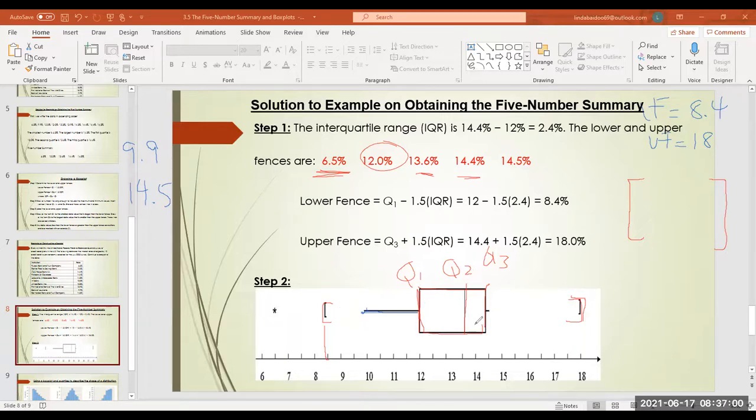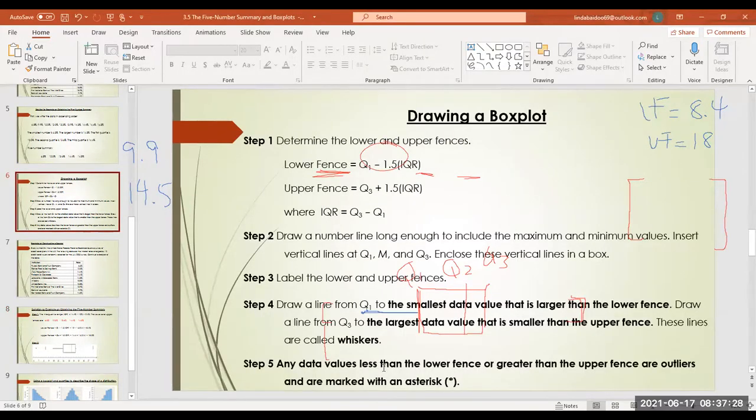So at this point, we've been able to draw our Q1, Q2, Q3, which is put in the form of a box. We've been able to label our lower fence, upper fence. We have been able to draw a line from Q1 to 9.9. We've also been able to draw a line from 14.4, which is Q3, to 14.5. The last step is where we find outliers. Any data that is lower than the lower fence or greater than the upper fence are considered outliers. So our lower fence is what we got to be 8.4.